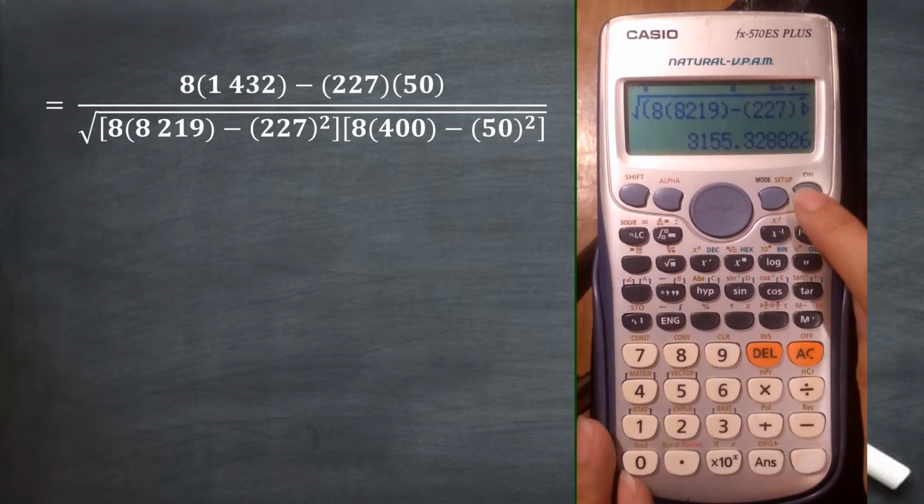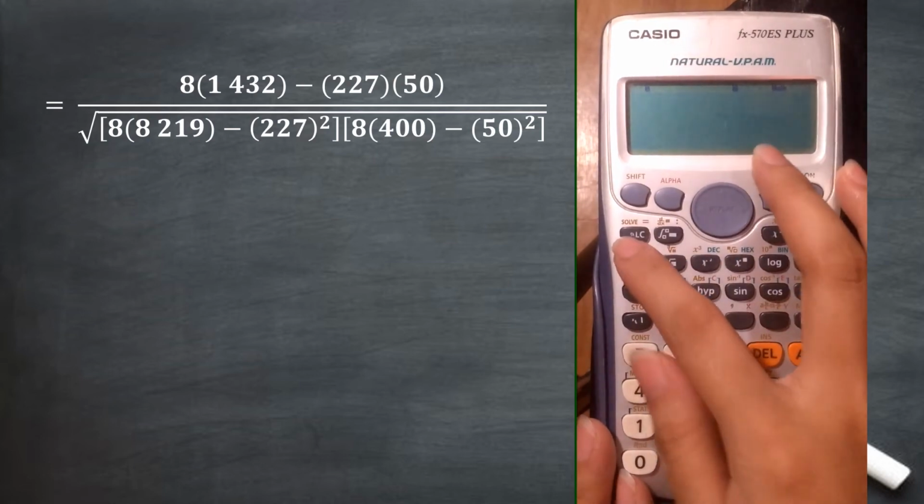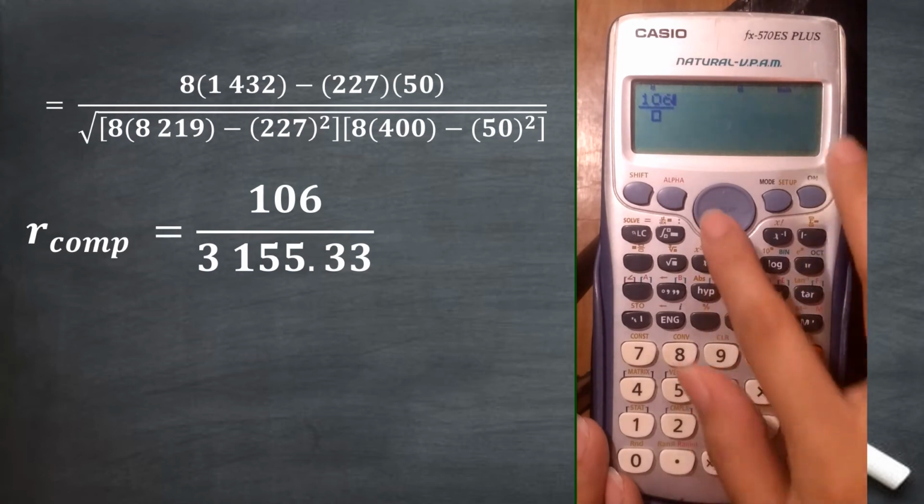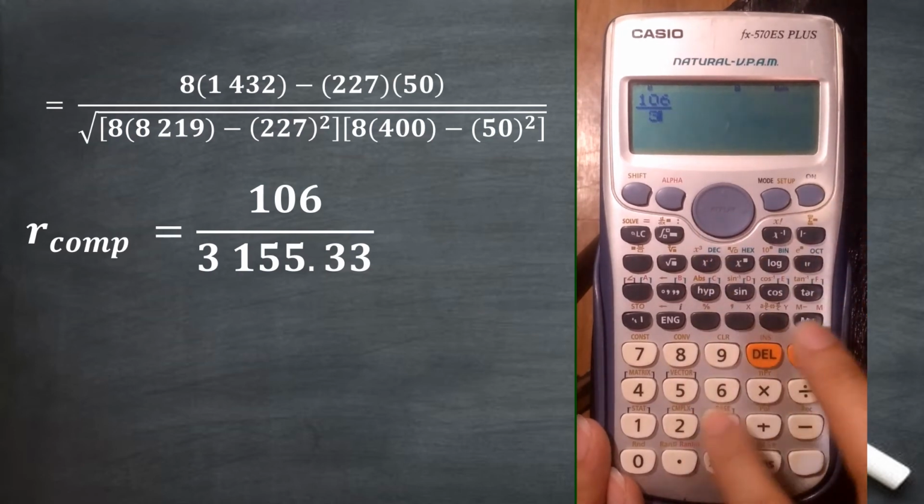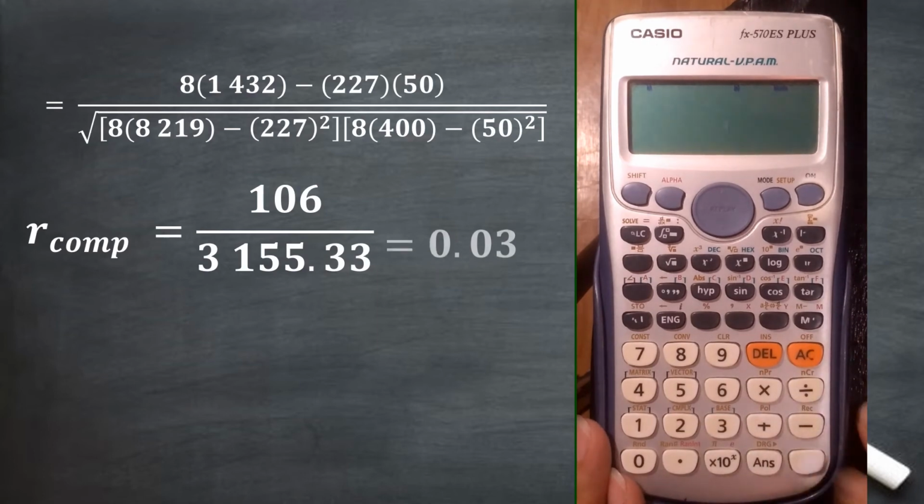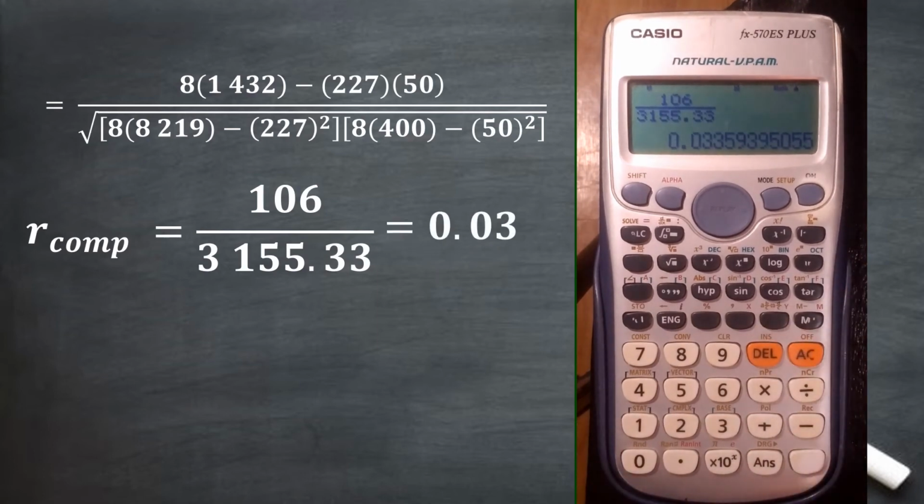Then solving for the R computed, we divide the numerator by the denominator: 106 all over 3,155.33. The value for your R computed is 0.03.